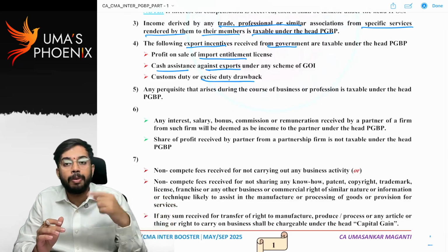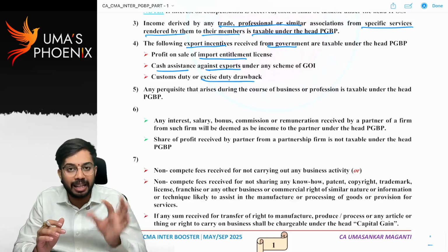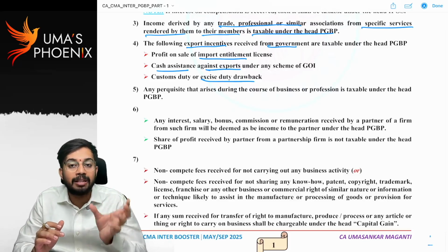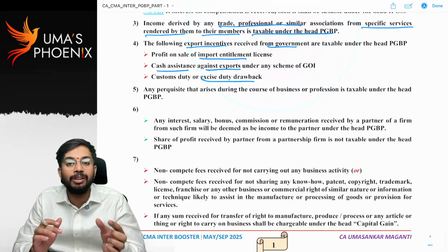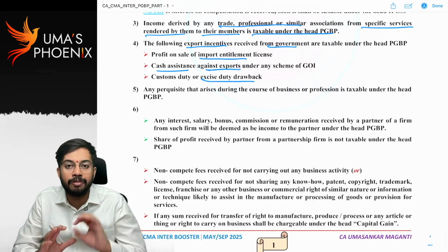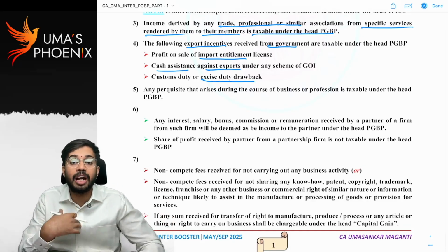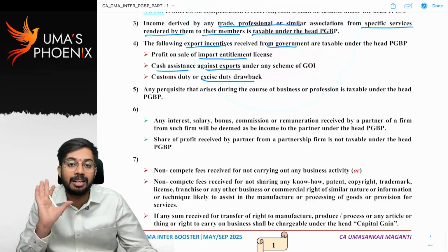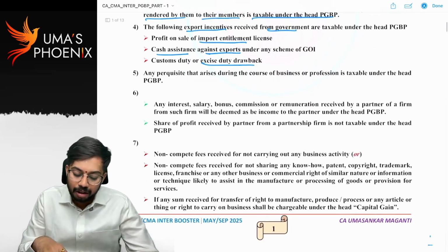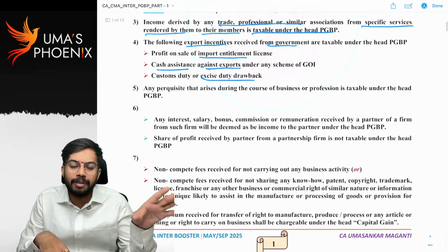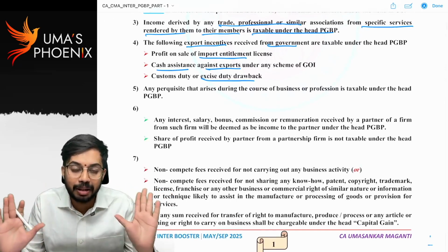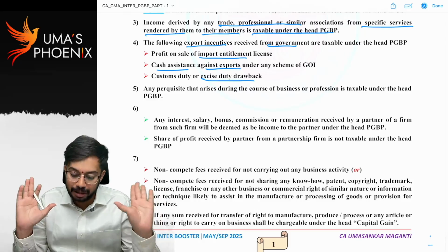If I am able to prove to the government that it is an eligible scheme, then the 18,000 rupees that I paid on purchase of raw material will be given back to me, subject to the condition that all of this material should be used for the purpose of export. Now I got 18,000 back from the government. This is considered as income and that income is taxable under the head PGBP. So whatever export related benefits are received by an assessee, those are considered as income in the hands of the assessee and they are taxable under the head PGBP.